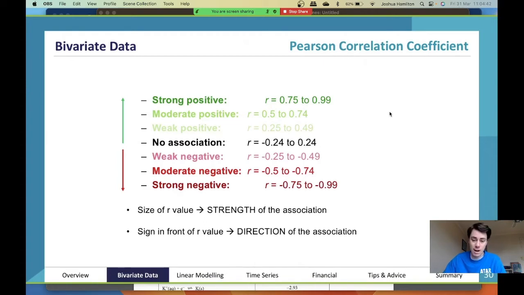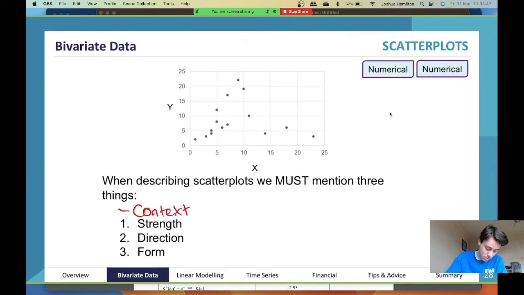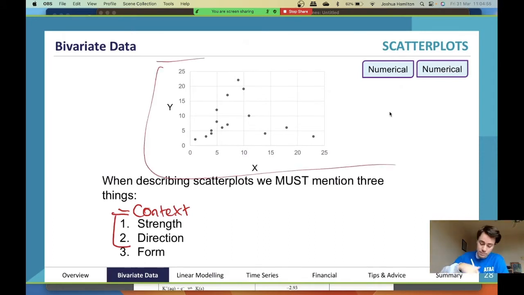The sign in front of R gives the direction, so the R value gives us both. It gives us the first two: strength and direction. So, looking at this, we'll just have a quick look at this one here while we're here. I want everyone to have a quick think. For those of you watching the recording, feel free to pause and have a quick think. What do you think the R value for this would be? Well, how would you describe the R value for this? Not what the number is, how would you describe it? So, take a quick think.